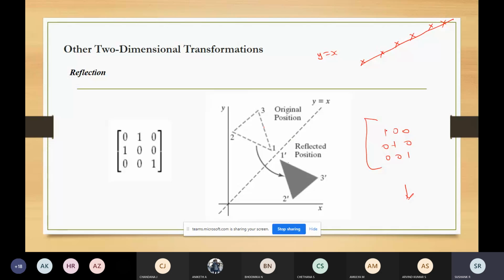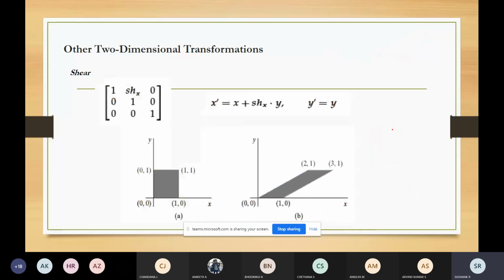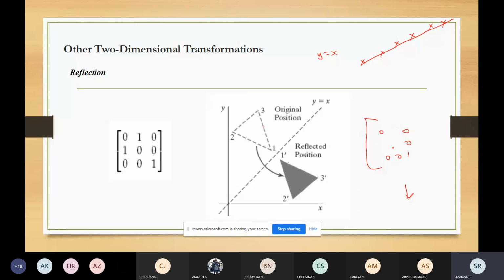But now, since it is along the line y is equal to x, the transformation matrix can be obtained by replacing the 0 0 with 1 and 1. So this is the original position, and you get the reflection for this by using this transformation equation, the reflection matrix.